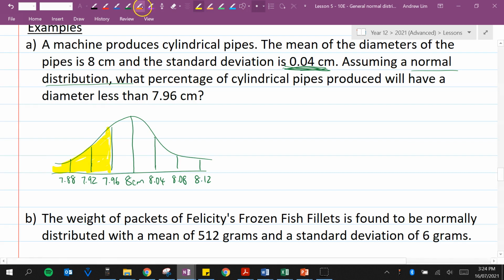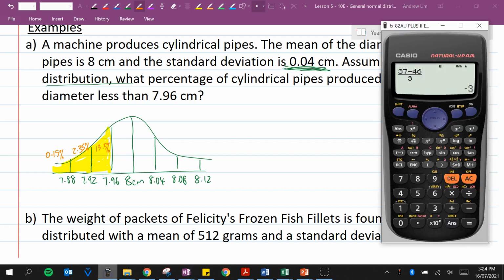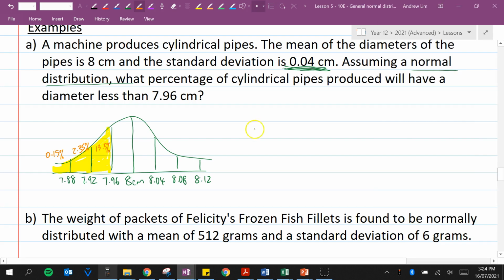Well, if we've memorized our percentages, I know that's 0.15%, 2.35%, and 13.5%. So that means I'll just have to add them together. So 0.15 plus 2.35 plus 13.5 is just 16%. We'll have a diameter less than 7.96 centimeters.